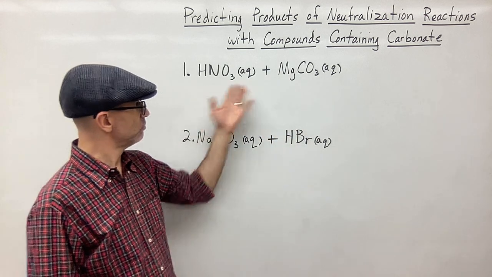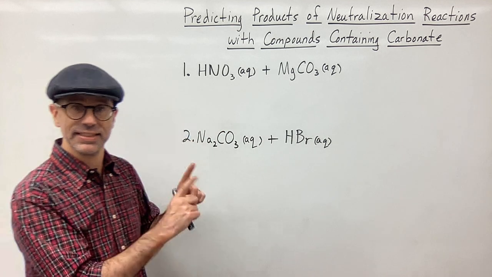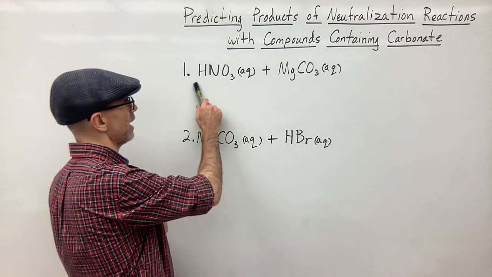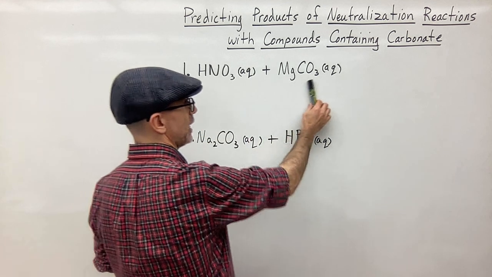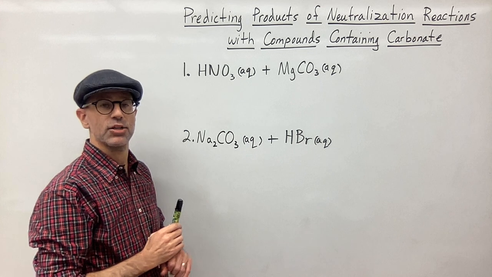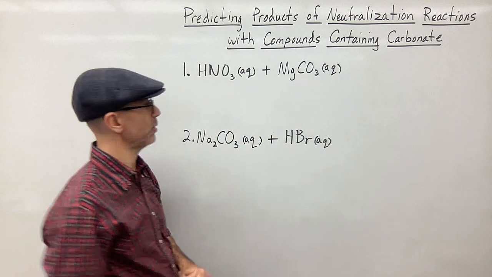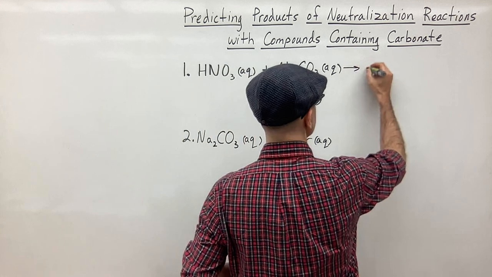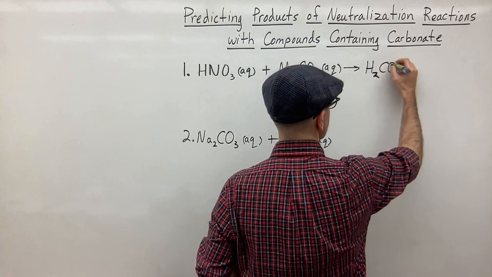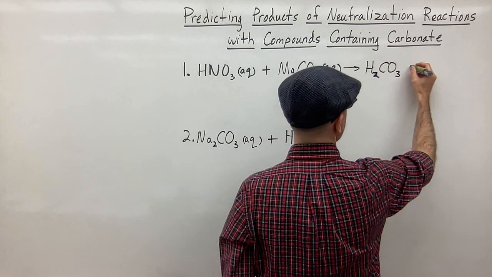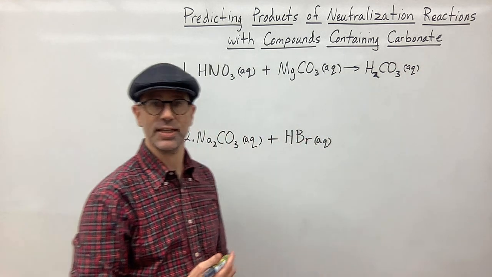Here we're going to predict what the products are going to be. The outside ions and the inside ions go together. Here we have our H plus ion that's going to go with the carbonate. The carbonate ion is a 2- ion, so we're going to need two H pluses to balance the charge on our carbonate. So we're going to get H2CO3, and that's going to be aqueous because you'll recognize that as an acid, carbonic acid.